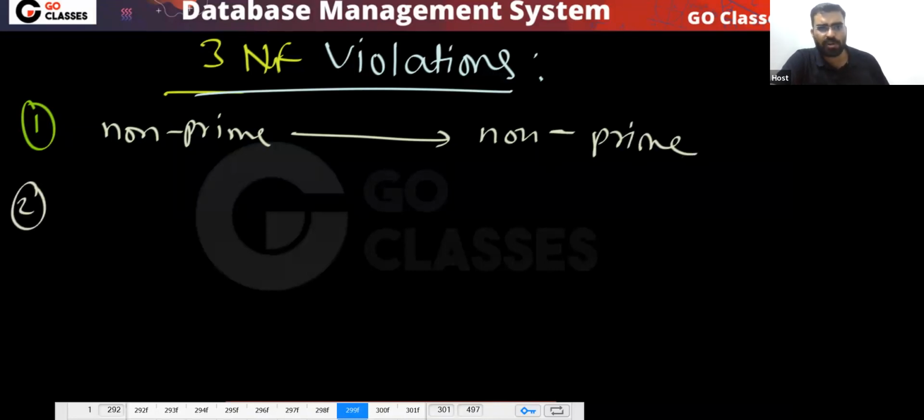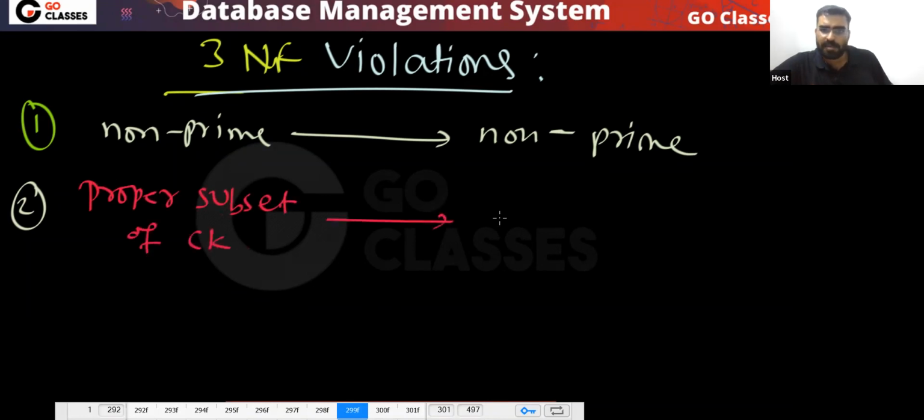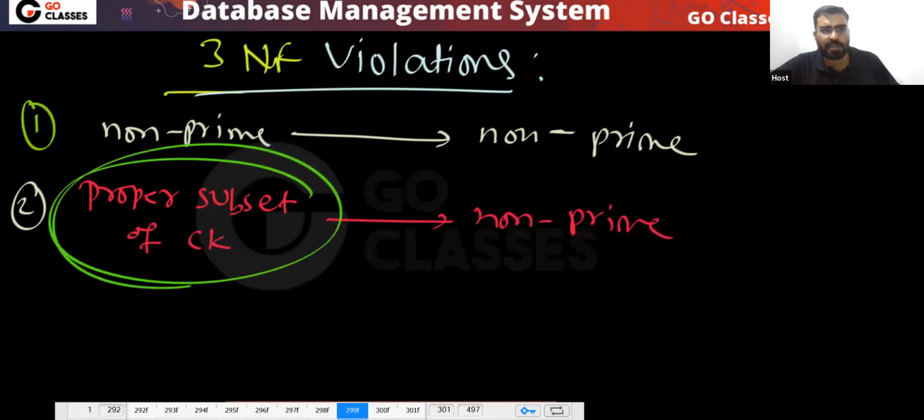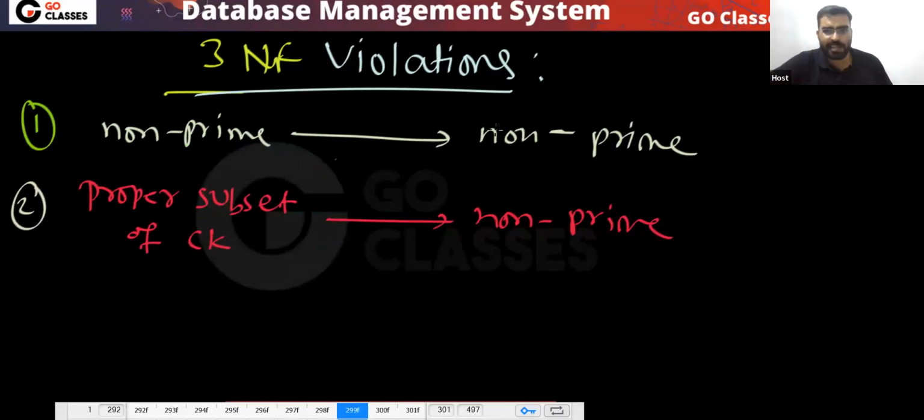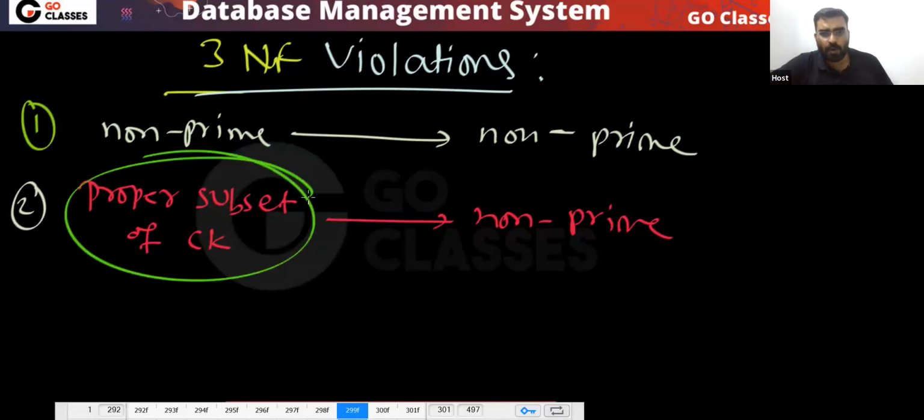And why this is a problem, you already know. Yes or no? Because this is not a super key. Not a super key implies non-prime. So this is a problem. Next, you can notice a proper subset of a candidate key determining non-prime. Why is this a problem? Because this is not a super key. A proper subset of a candidate key cannot be a super key.